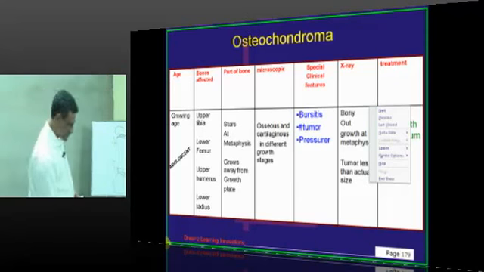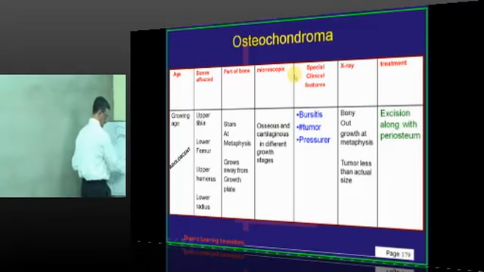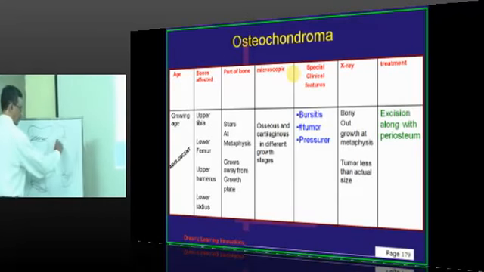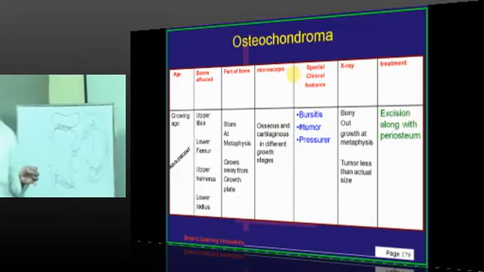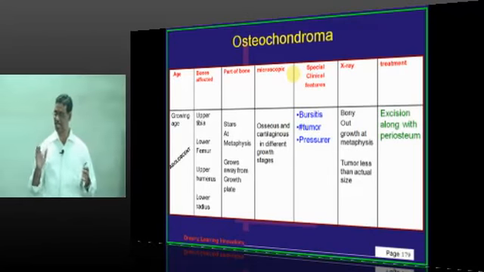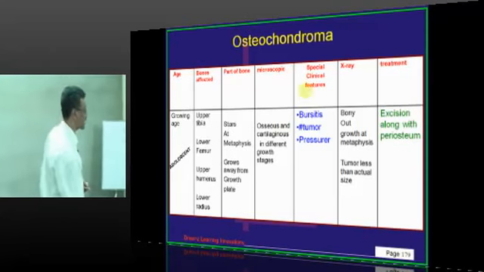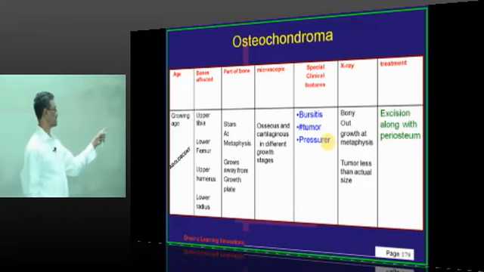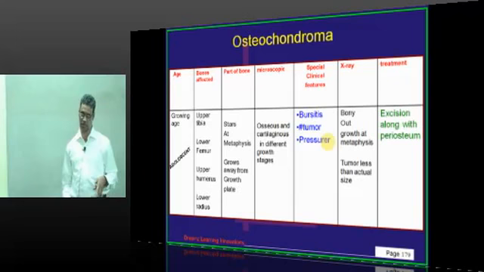X-ray: the tumor contains not only bone, but a good amount of cartilage tissue is also there. Hence, the X-ray picture will show only bone. Hence, in the X-ray, the size is less than the actual size. So, bone outgrowth at the metaphysis, the tumor appears less than the actual size because there is a cartilaginous component.